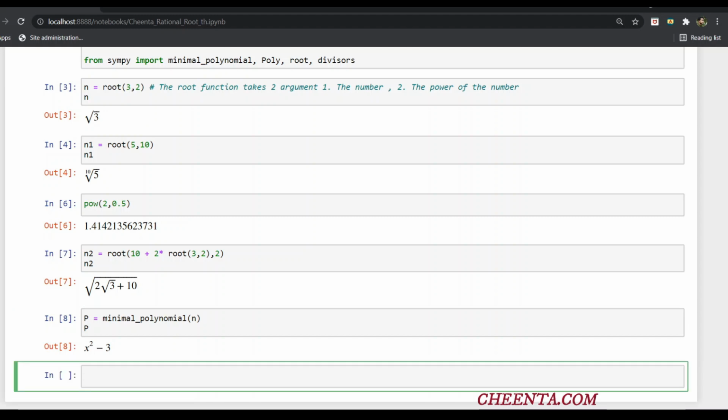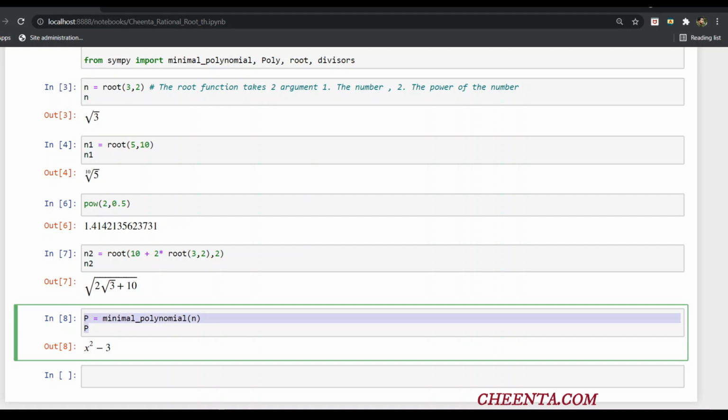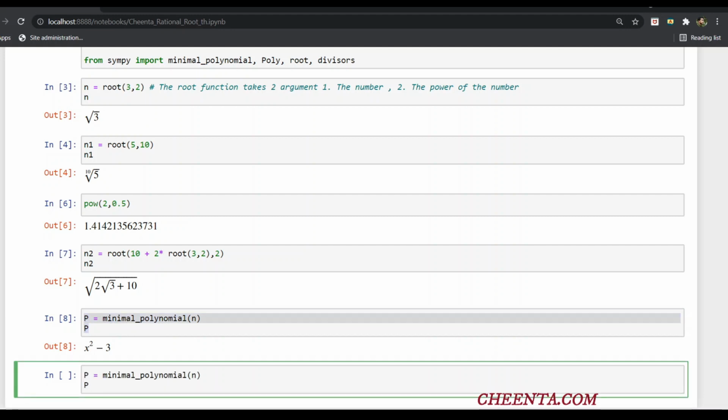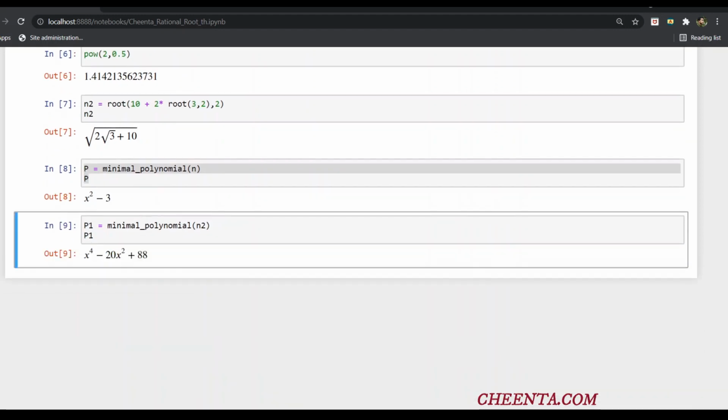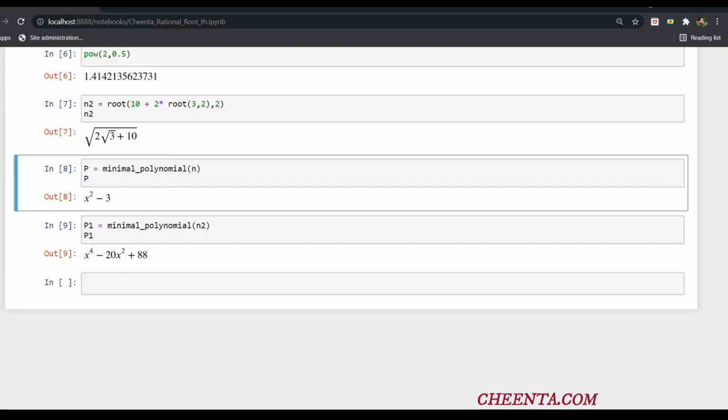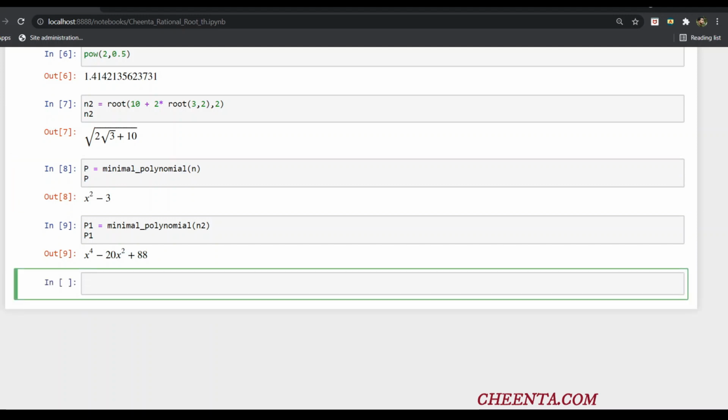So I can just do the same for the other two. I will just write here 1, 1, and let's take n2. Okay, if I run it, you see it is the minimal polynomial. So you see how easy this is. Now I hope you have all the desired results from the minimal polynomial and all of these things.